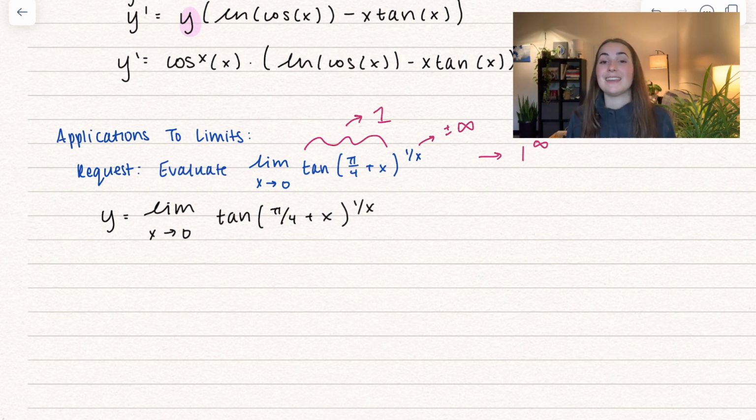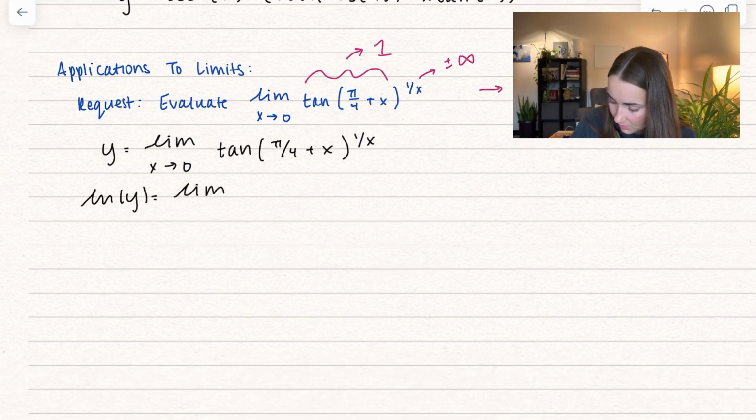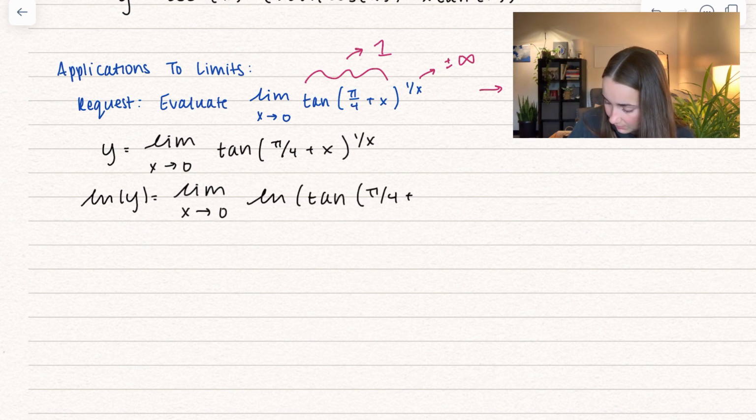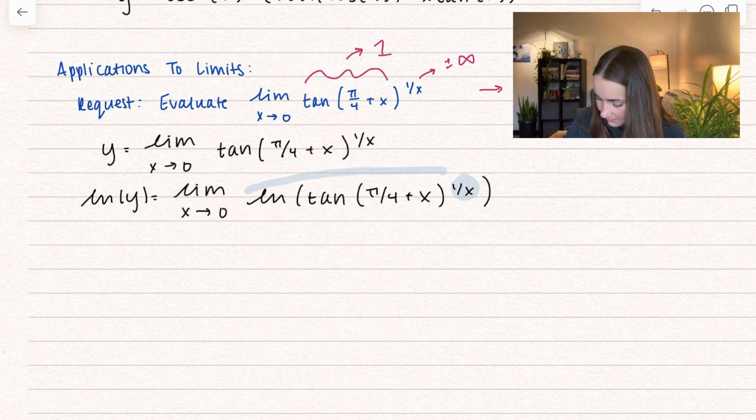And the purpose of setting it equal to y is just like in our example problem, I'm going to take the natural log of both sides. So here I'm going to pull the natural log inside of the limit, and here we get tangent of pi over 4 plus x to the power of 1 over x. And for the exact same reason, we are going to go ahead and take this power and we're going to bring it to the front.